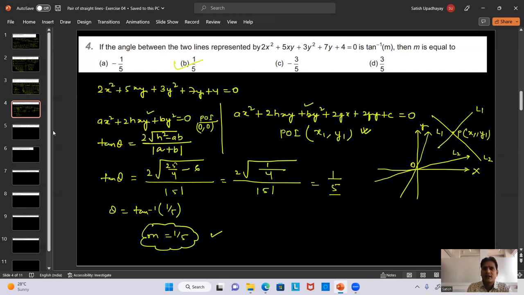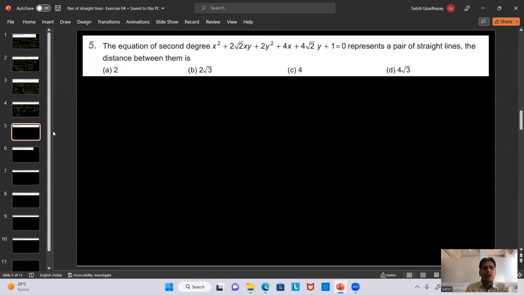Now moving to the next question, that is question number 5. Let's see. The second degree equation represents a pair of straight lines. Then the distance between them is, okay. So the equation given is x square plus 2 root 2 xy plus 2 y square plus 4x plus 4 root 2 y plus 1 equal to 0. So this equation is representing a pair of straight lines, right? And we have to find the distance between them.